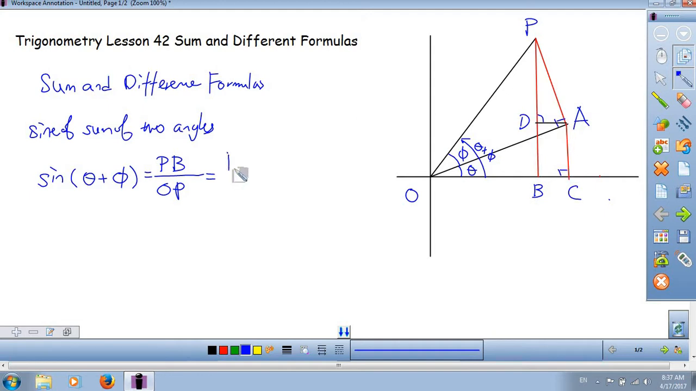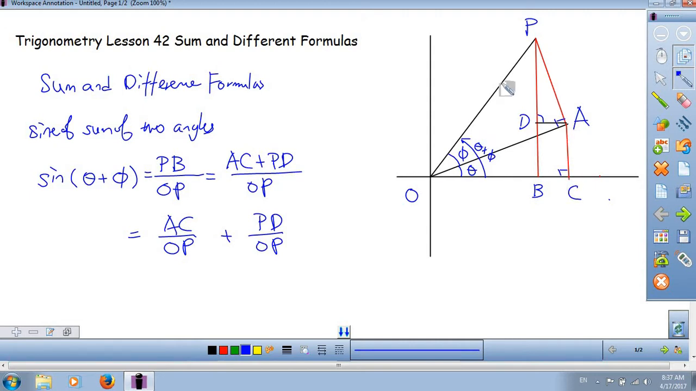So I can write this as AC plus PD. I can separate them into two. Let me go ahead and write this a little better: AC plus PD divided by OP. So PD and AC, when you add them up, equal PB. Therefore, we can separate them into two fractions: AC over OP and PD over OP.